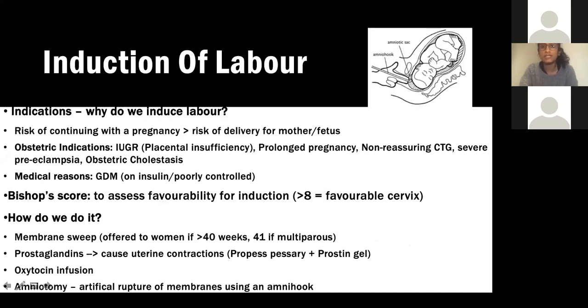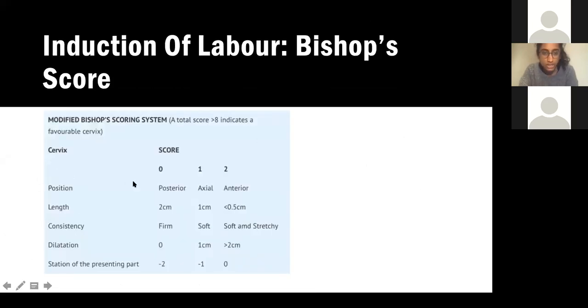Do you guys know what sort of things make up Bishop's score when we're assessing favorability? Yep, cervical position, station, good. Anything else that we would consider? Dilatation, yes, definitely. Cervical effacement, engagement. Yeah, I think you guys have mentioned most of it because you've said consistency. You guys don't need to remember the actual scores and how you would score it, because that's way beyond what we would need to know. But you need to know what different components make up the Bishop score, and that a total score of over 8 indicates a favorable cervix. So you guys have mentioned position, length, consistency, dilatation, and station of the presenting part. So it's 5 different components that make up the Bishop score.